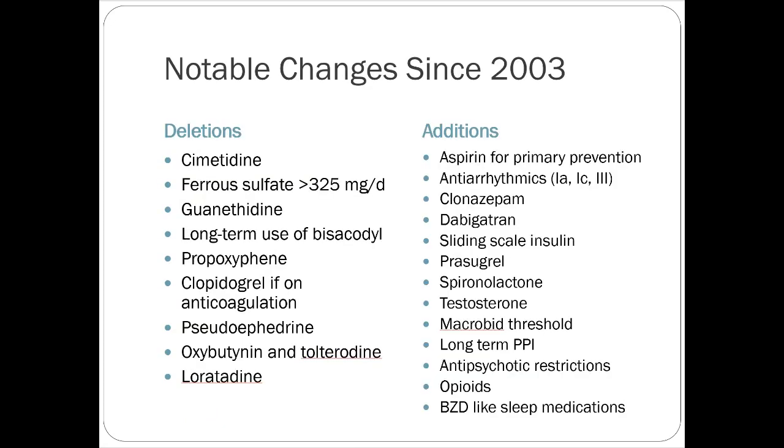If you're wondering how the list and criteria have changed, here are some examples. Some of these things were on here originally. They said don't use clopidogrel if you're on anticoagulation. They said don't use pseudoephedrine. Don't use oxybutynin or tolterodine. Well, those are medications for urinary incontinence, which primarily affect older patients. So they took that recommendation off.